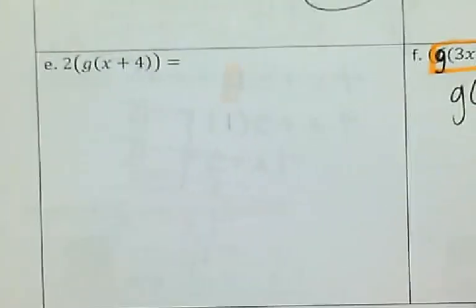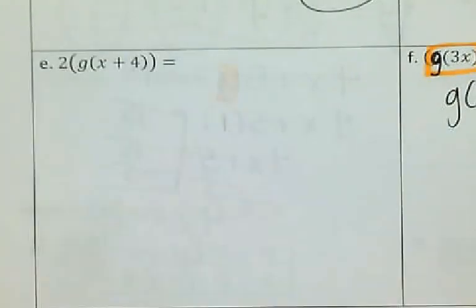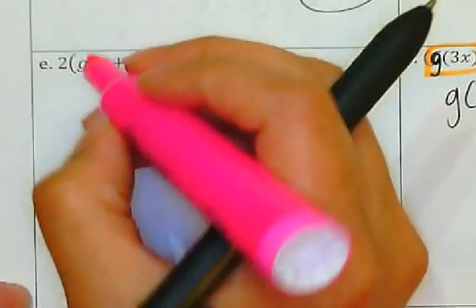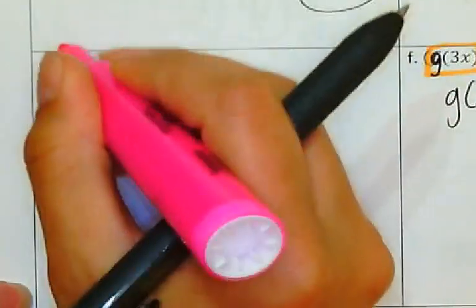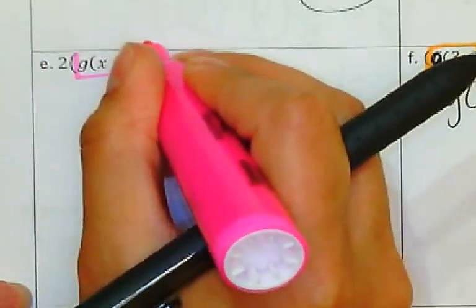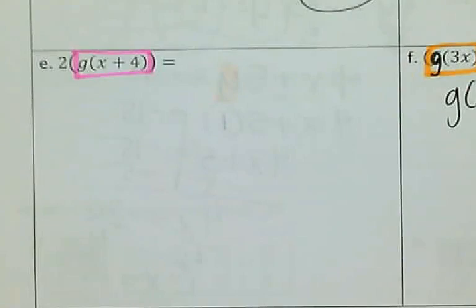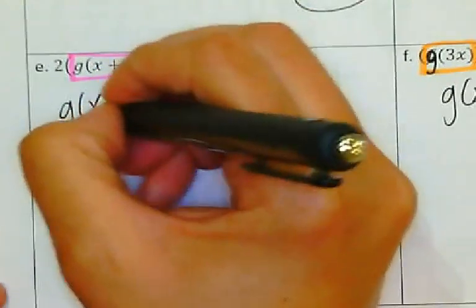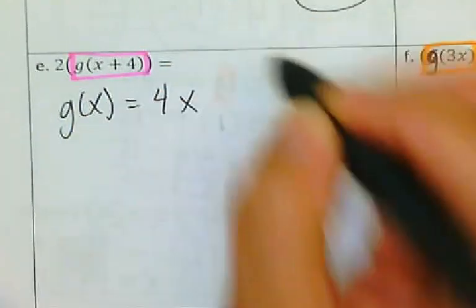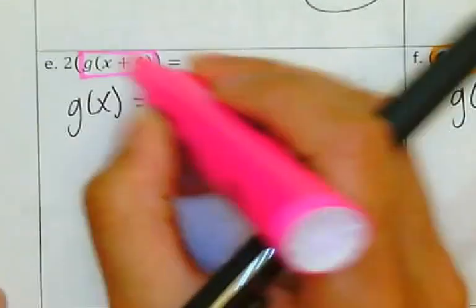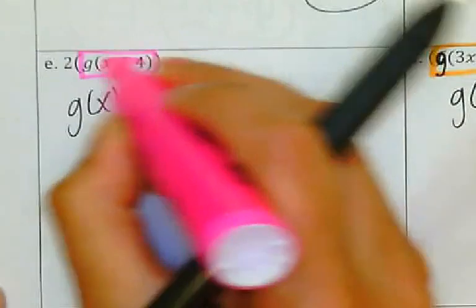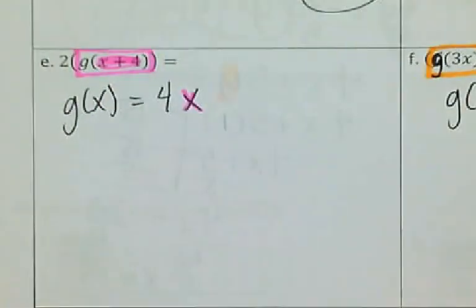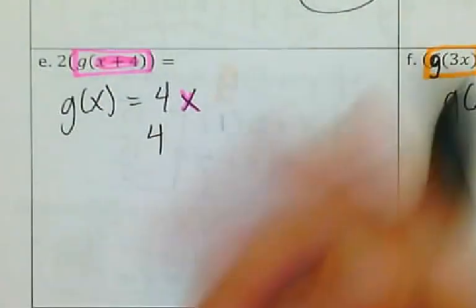Let me go over E. E, a lot of things are happening as well. So 2 times all of this. So I'm going to do the parentheses first, and I'm going to evaluate g of x plus 4. So I will write my original equation of g of x, which is this. But instead of x, they want me to do x plus 4. Instead of x, I'm going to do x plus 4.